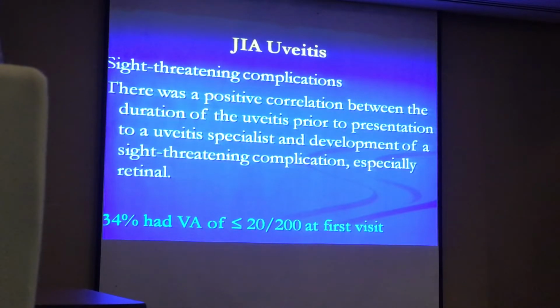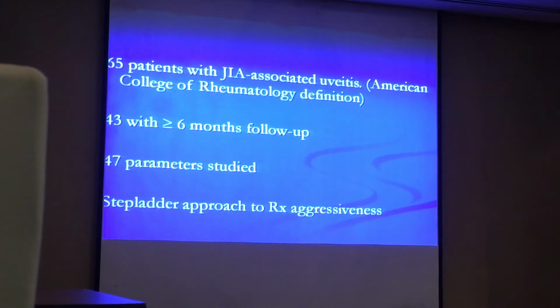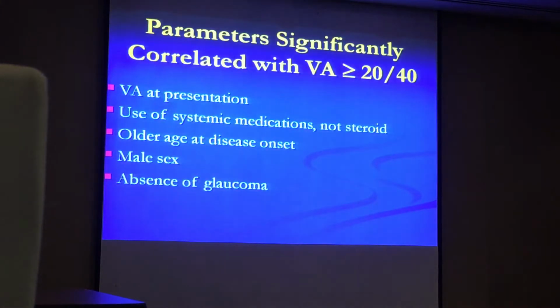One of those would be how soon the patient gets presented to the uveitis specialist, and also what type of visual acuity they have. Initially, if they have poor visual acuity, the outcome is usually very poor. From this series that came out of Boston, they had 65 subjects with JIA-associated uveitis, 43 with greater than 6-month follow-up, and they looked at a number of parameters and also at what had happened with the various approaches to treatment. So which parameters significantly correlated with good visual acuity, the things that give you the chance of saying, okay, this child will move forward and do quite well?